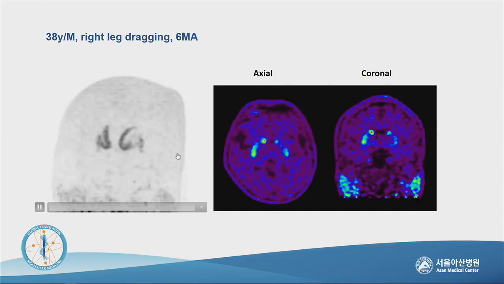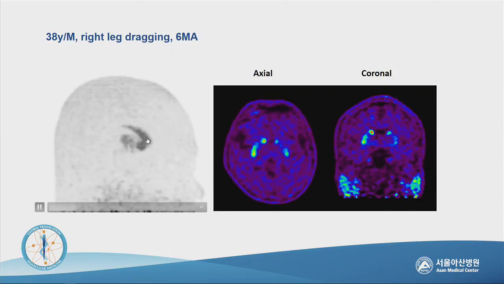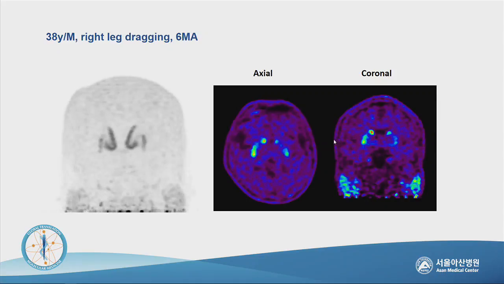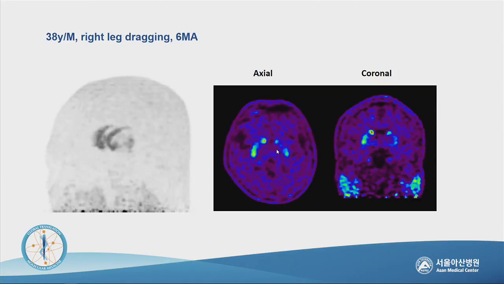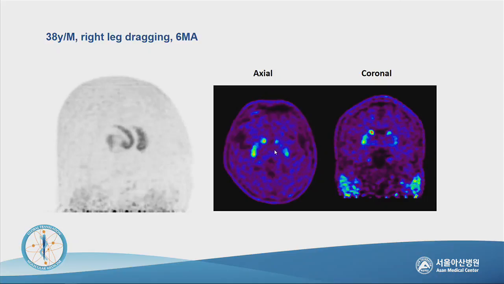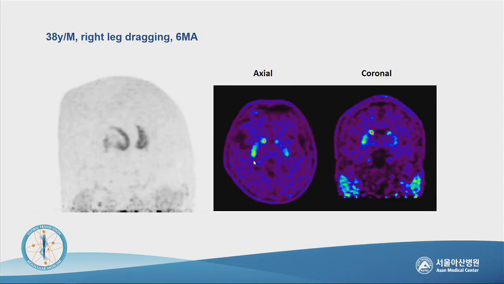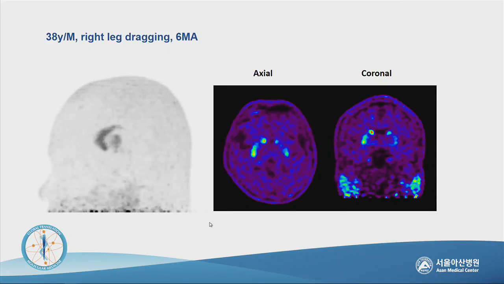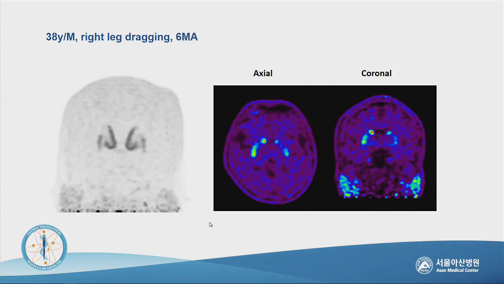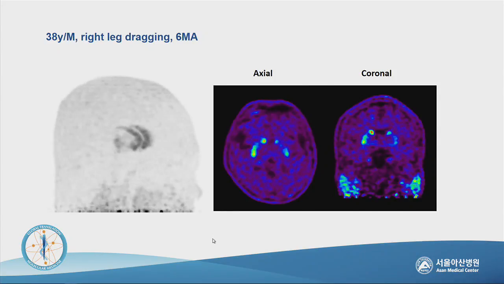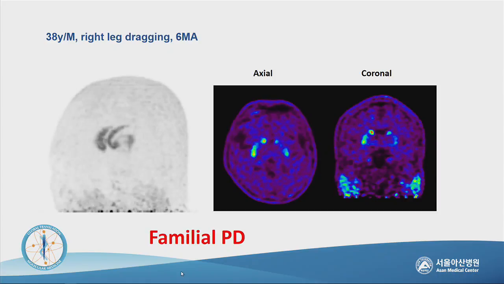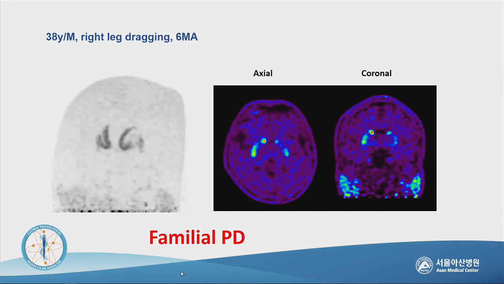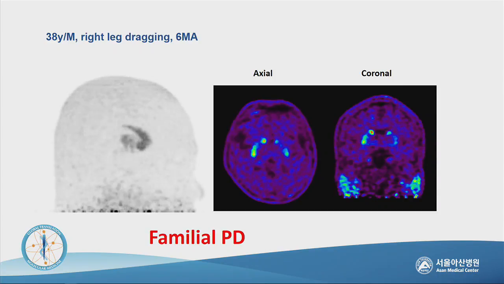As you can see, FPCIT uptake of the anterior putamen is proportionally decreased, and relatively the posterior putamen uptake is sparse. It's not a typical PD pattern. But the clinical diagnosis is younger onset familial Parkinson's disease.